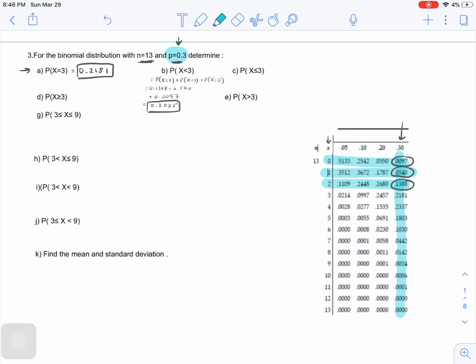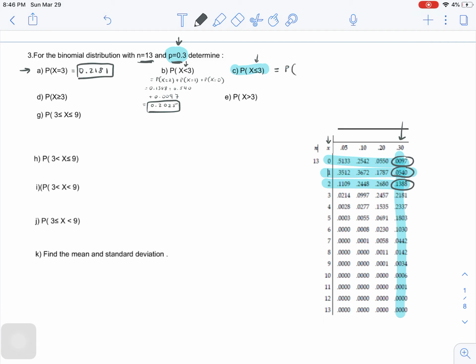All right, let's move to part C. Now I want the probability that x is less than or equal to 3. So you can see in these kinds of problems, you have to be really cognizant of the sign here. You have to look really carefully. The difference between part B and part C is, in part B, we were looking for the probability that x was strictly less than 3. So 2, 1, or 0. Now, in part C, we want the probability that x is less than or equal to 3.